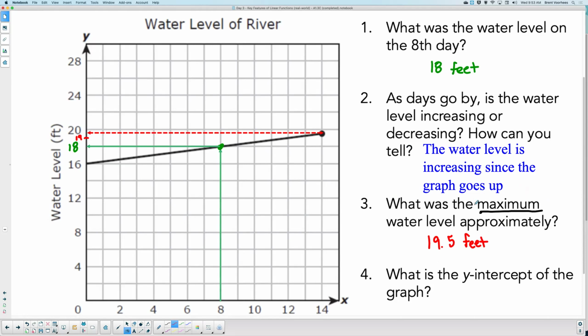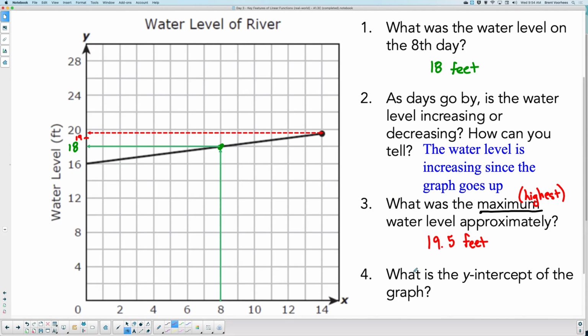Now, what did maximum mean? On a graph. Sorry, does it mean like the highest, the lowest, the most to the left, the most to the right? The highest. When you see maximum, that means the highest point. That's what that meant. So we were looking for the highest. That's why I chose this one, and we went to the y-axis because it's the highest.